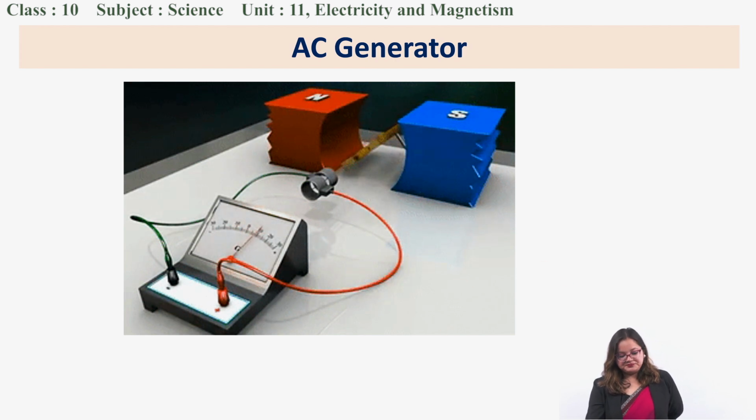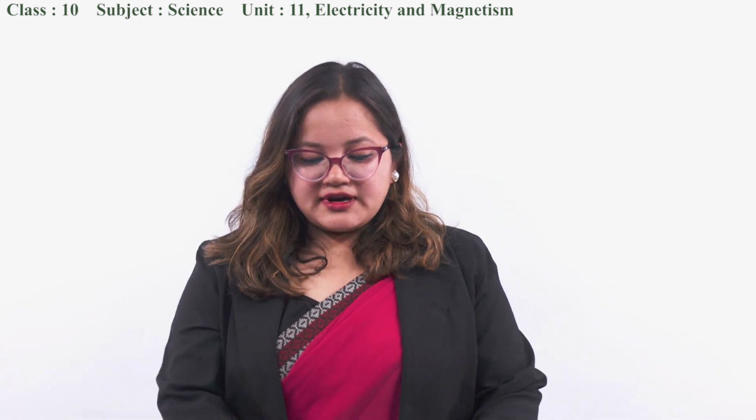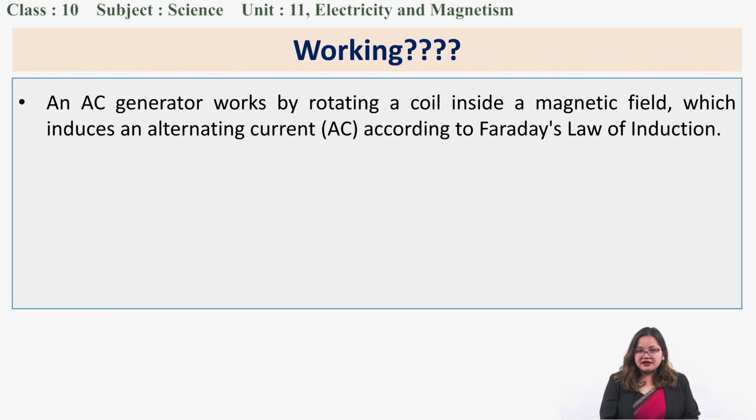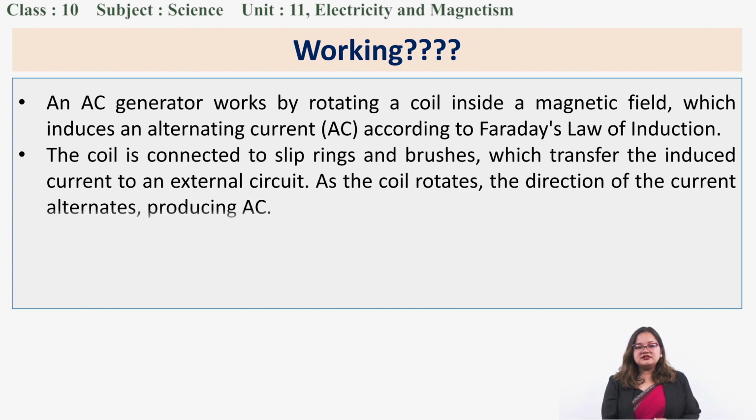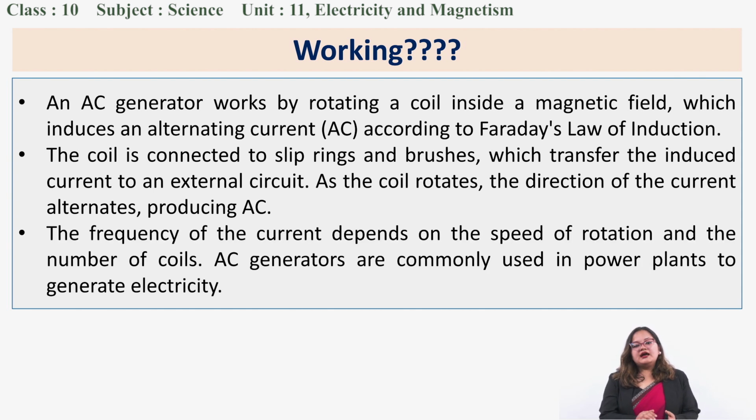it means there is alternating current being generated. Okay. So, summarizing it, the working of the AC generator is that it simply works by rotating a coil inside a magnetic field which induces an alternating current, and it is connected to slip rings and brushes as we saw earlier, which again transfers the induced current to an external circuit. And the frequency of the current depends on the speed of rotation and the number of coils.